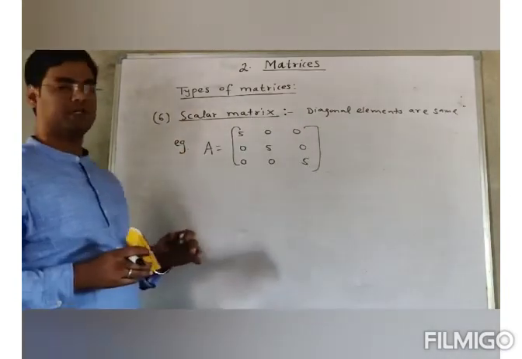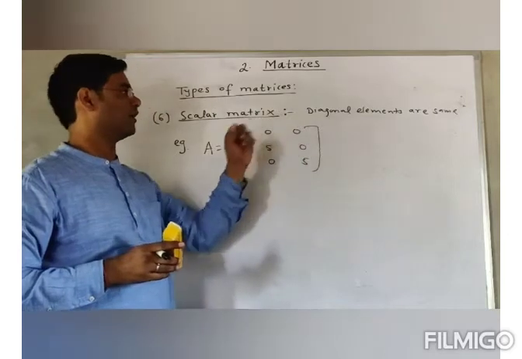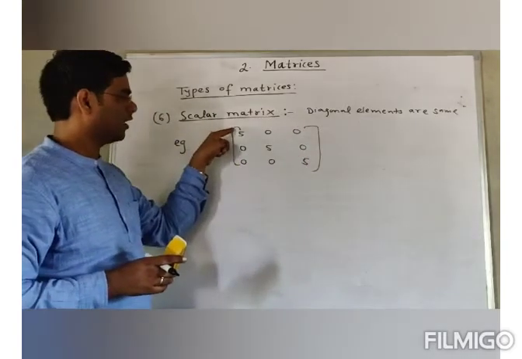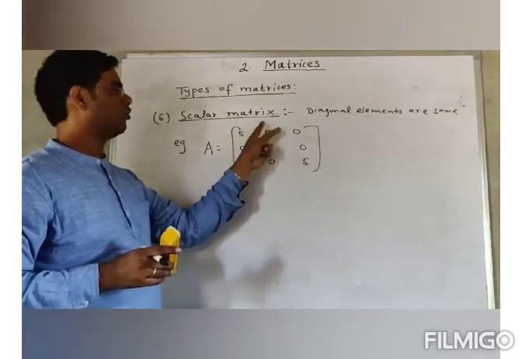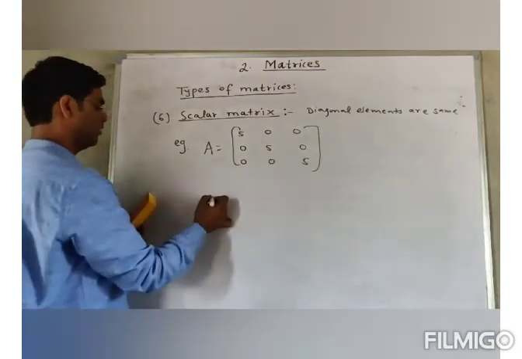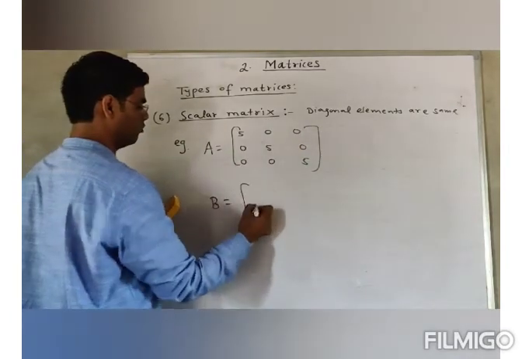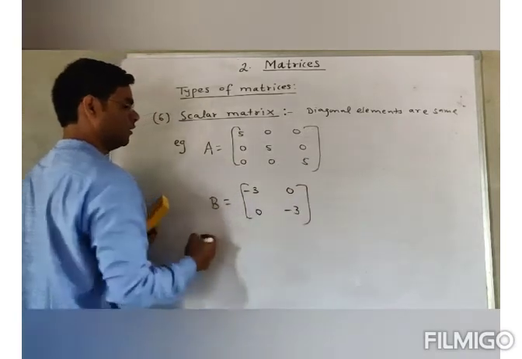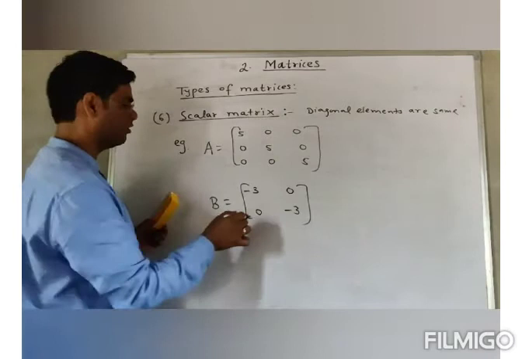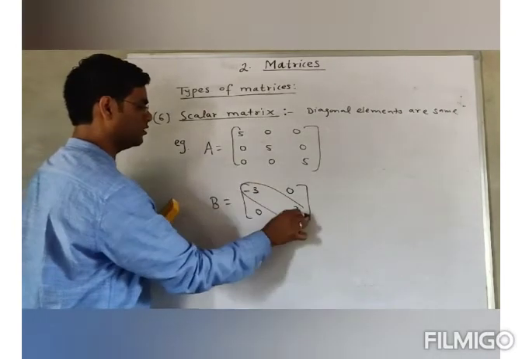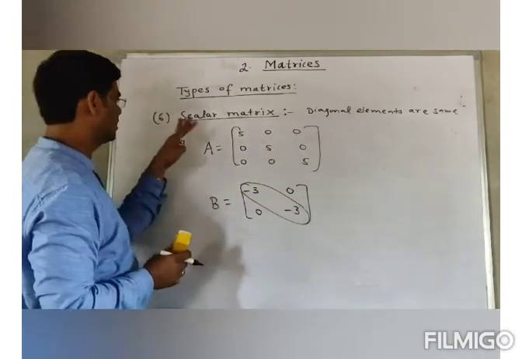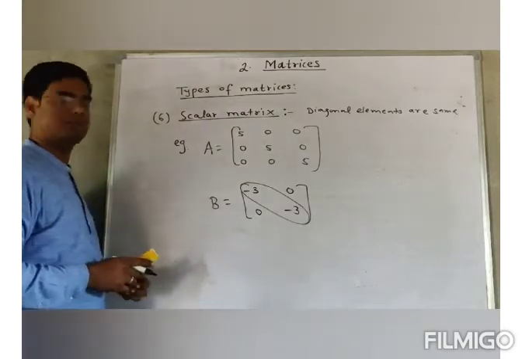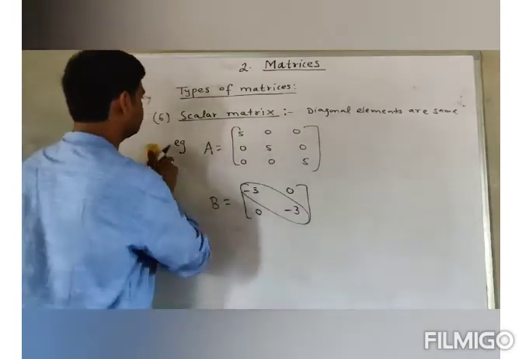So a scalar matrix is a type of square matrix or a type of diagonal matrix in which all the diagonal elements are the same and non-diagonal elements are 0. Let us take another example of order 2 by 2: minus 3, 0, 0, minus 3. Here all the non-diagonal elements are 0 and the diagonal elements are the same, that is minus 3 and minus 3. So this is an example of a scalar matrix.